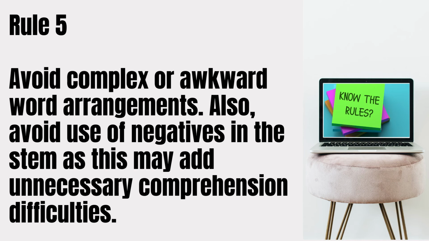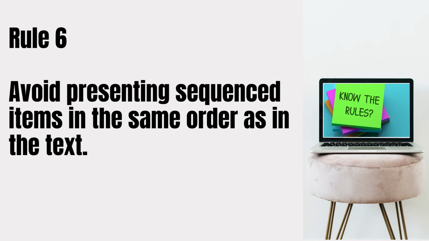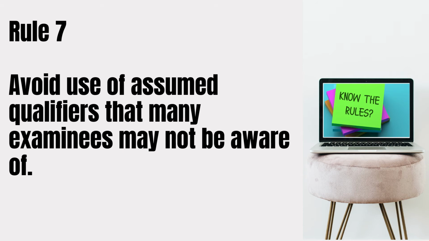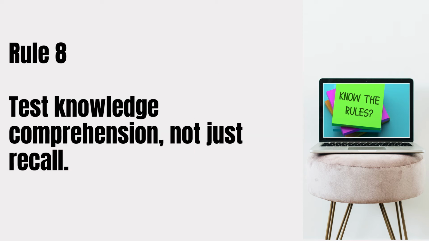Rule number 5. Avoid complex or awkward word arrangements. Also, avoid use of negatives in the STEM as this may add unnecessary comprehension difficulties. Rule number 6. Avoid presenting sequence items in the same order as in the text. Rule number 7. Avoid use of assumed qualifiers that many examinees may not be aware of. Rule number 8. Test knowledge comprehension, not just recall or remembering.